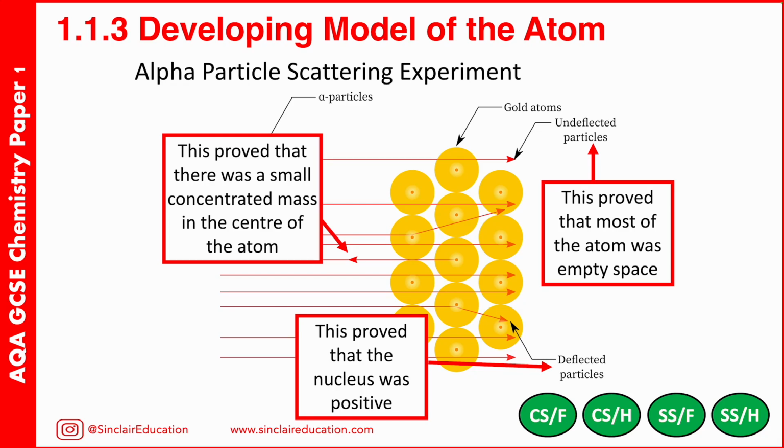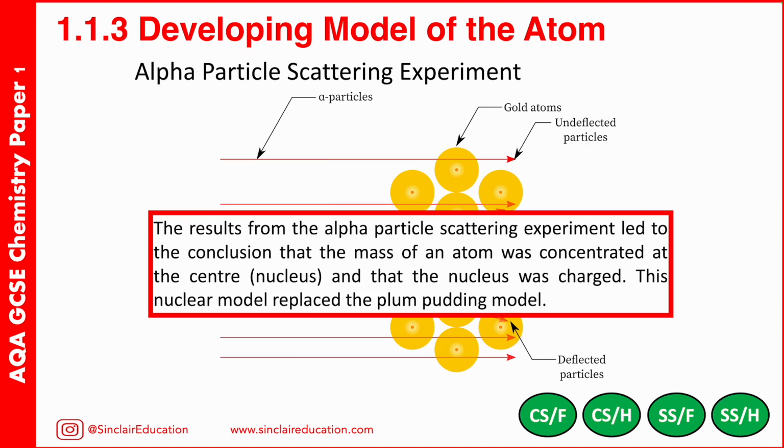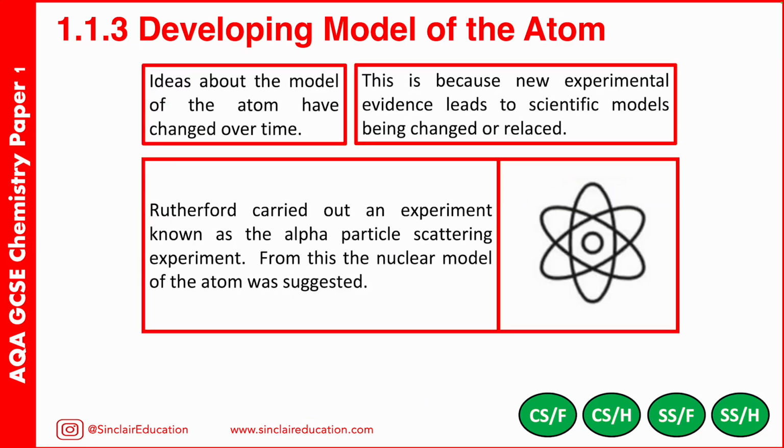This proved the nucleus was positive. So observation with what that meant for the structure of the atom. So those observations meant that the atom structure had to be changed. And that's where we've ended up now with electrons just around the outside somewhere, and we now have a positive nucleus containing protons in the centre of the atom.